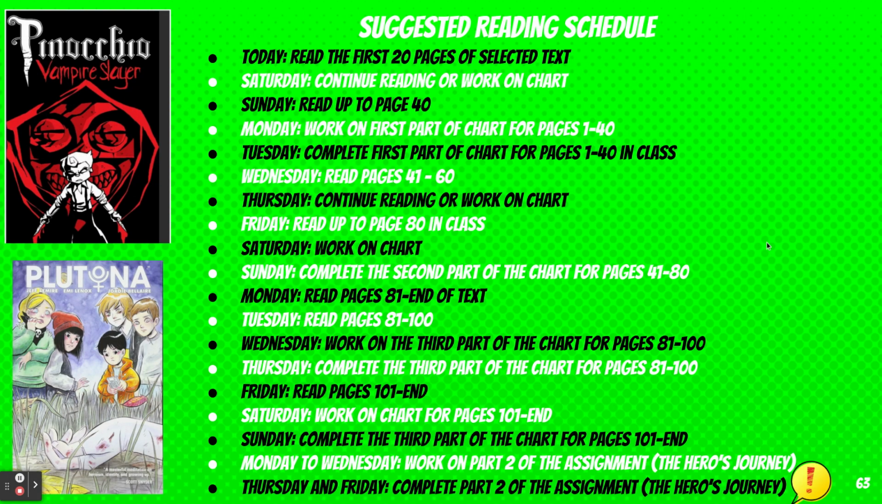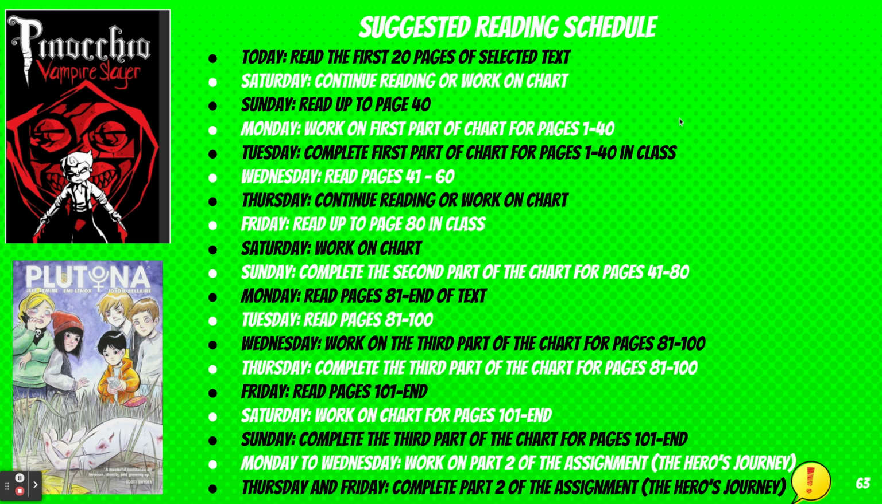Okay, so the major thing that I wanted to go over is the suggested reading schedule. You have 3 weeks, a little more than 3 weeks, to read this, right? So what I would suggest, if you look at this chart, is today you read the first 20 pages of your selected text, and then continue working on your chart. You can work on it a little bit today, maybe, and then continue working on it tomorrow. And then Sunday, read up to page 40, right? Work on the first part of your chart for pages 1 to 40. By Tuesday, you want to make sure that you've completed that top part of the chart so that on Wednesday you can read pages 41 to 60, and so on and so on.